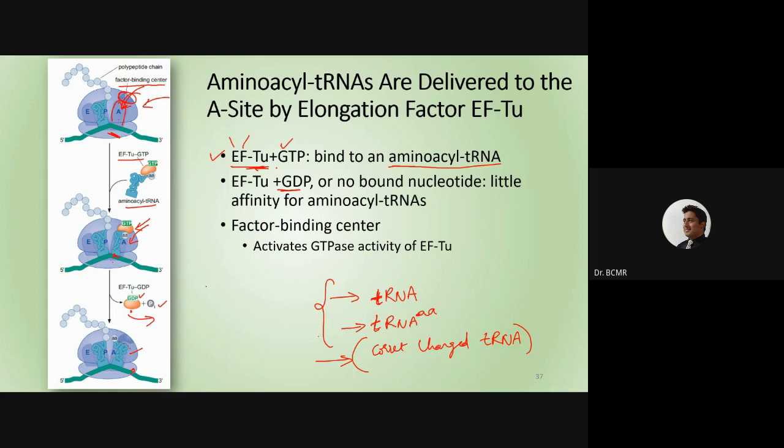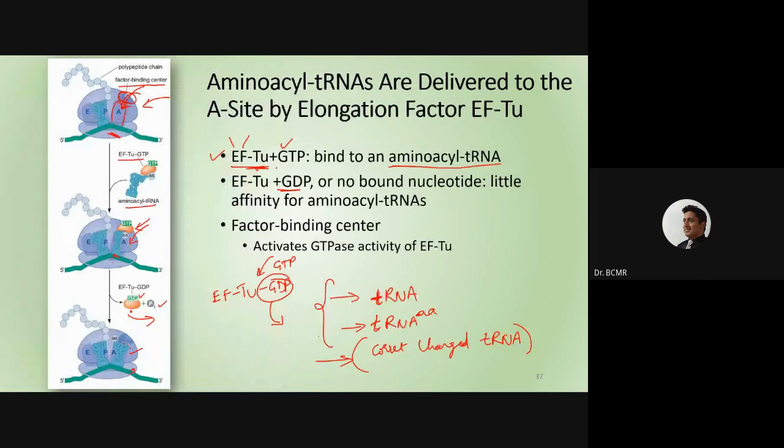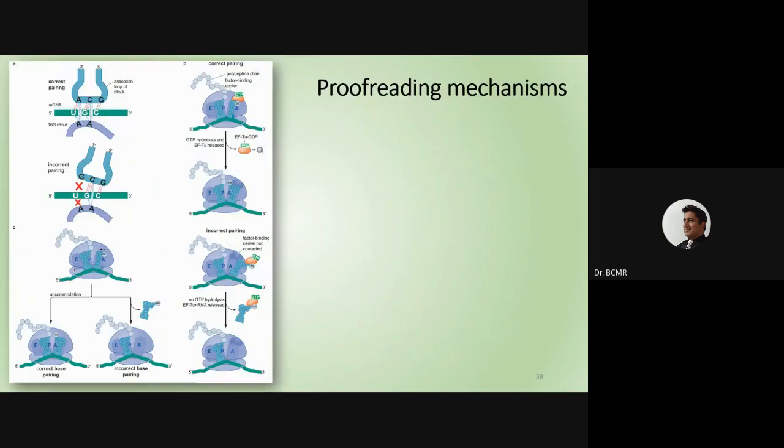Now we have a problem: EF-Tu is now bound to GDP. In the GDP state, it is not functional. So we need to remove that and add a GTP. For that, we will need an additional factor, that is EF-Ts. Maybe it will come in the other slide. I might have misplaced it, but I will get to that.